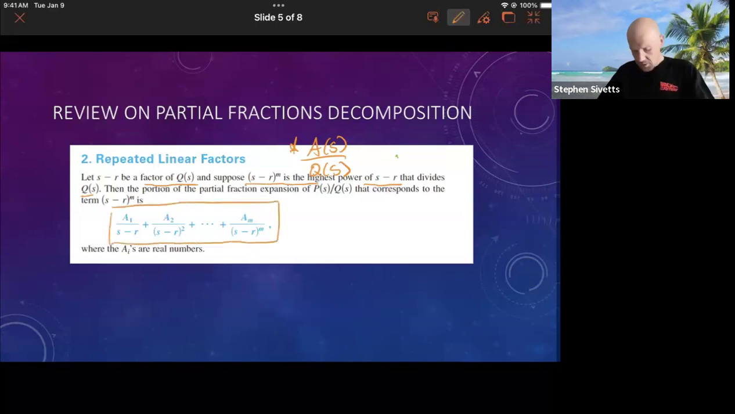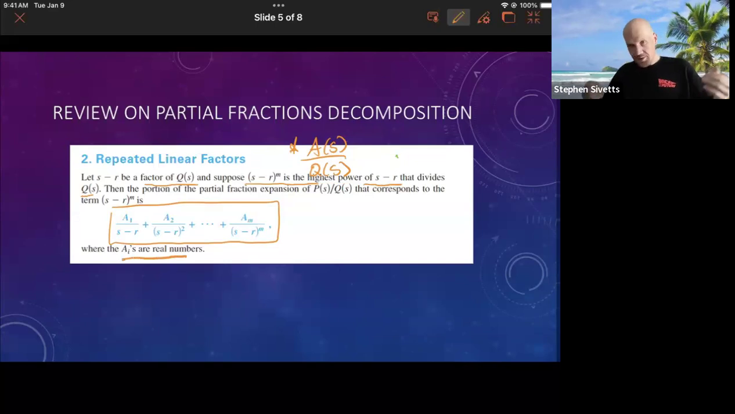We have to take into account each successive power of the factor s minus r. So we'll have a sub 1 over s minus r plus a sub 2 over s minus r squared plus a sub 3 over s minus r cubed, and it continues all the way down to plus a sub m divided by s minus r to the m power. The a sub i terms are real numbers, okay?